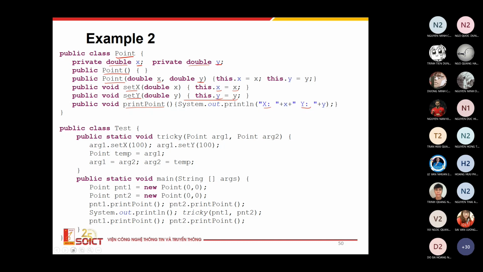Okay. And next, you will have the class Test. And I have a method tricky. Later we will read this tricky one, so we will go to the main first. We begin to run the main function.